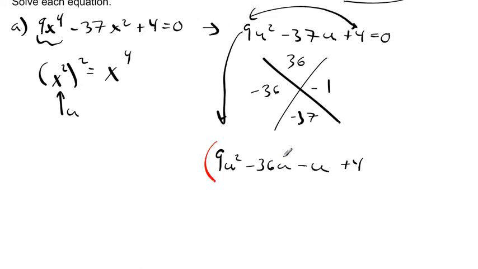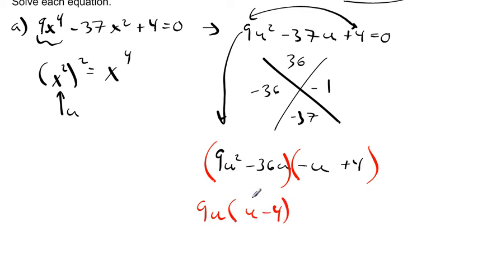So we put the first two terms in parentheses and the second two in parentheses, and let's factor out the GCF. What do 9u squared and minus 36u have in common? Well, they have a 9u in common. So that means we'll have a u minus 4.